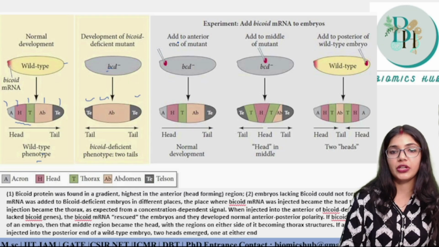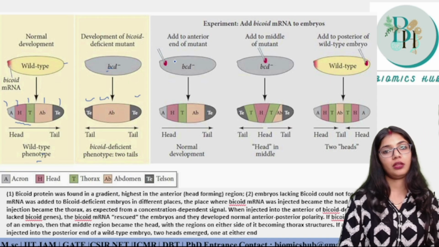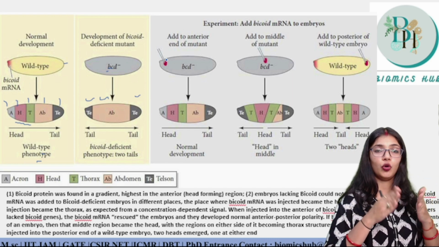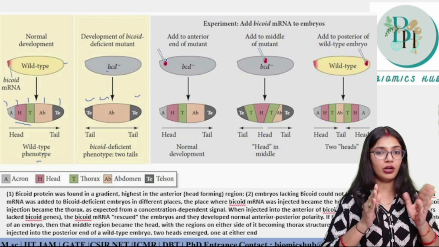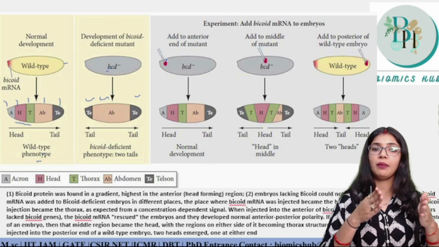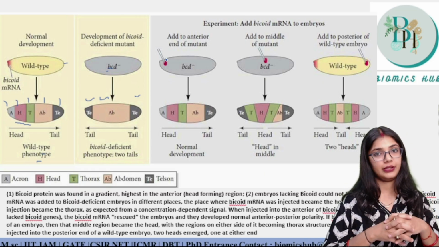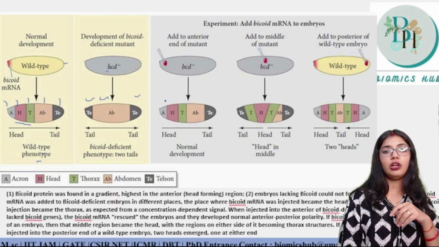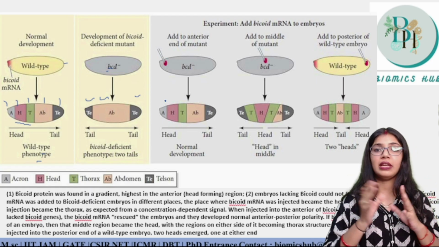Now the next condition: bicoid is added to the anterior part of the bicoid mutant. In the wild type condition, there was formation of acron, head, thorax, abdomen and telson. But in the case of the bicoid mutant, there was a defect, and only abdomen and telson were formed. Now what if we add bicoid in the anterior region? It will form normal development. Here also it will form acron, head, thorax, abdomen and telson.